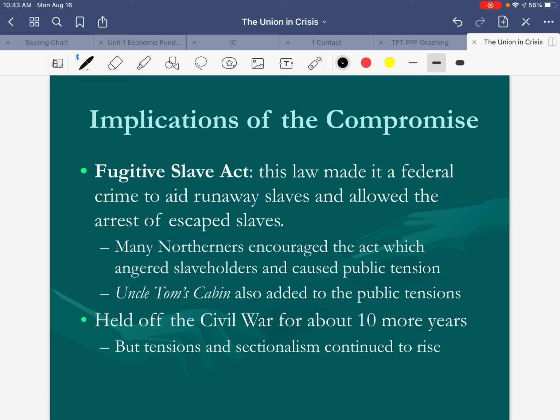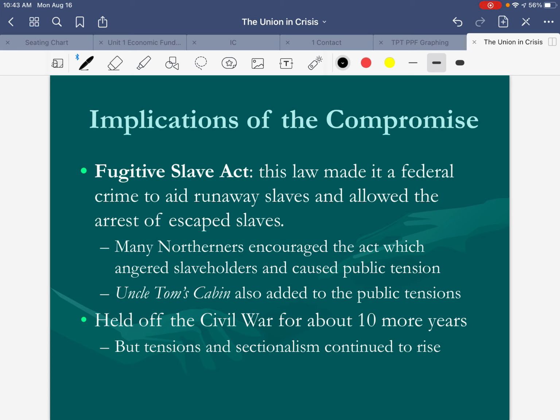So there are some effects of this compromise. The Fugitive Slave Act made it a federal crime to help runaways, so the Underground Railroad is now illegal, and it allowed the arrest of escaped slaves. And the Northerners, when they learn about this, are enraged because they don't want to be implicated in helping along with slavery. They don't want to help the South continue to own people and own slaves.